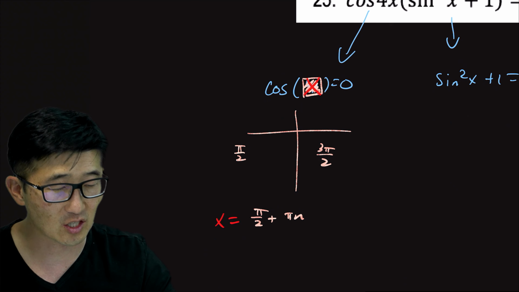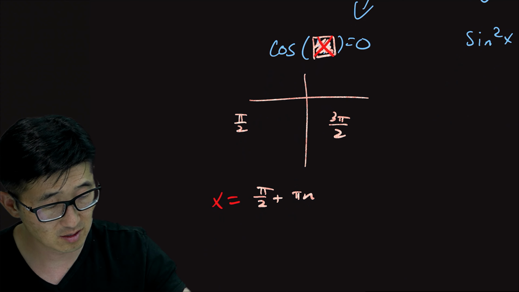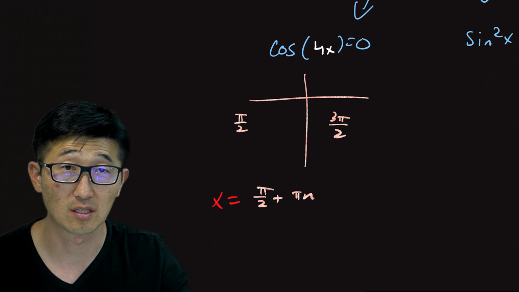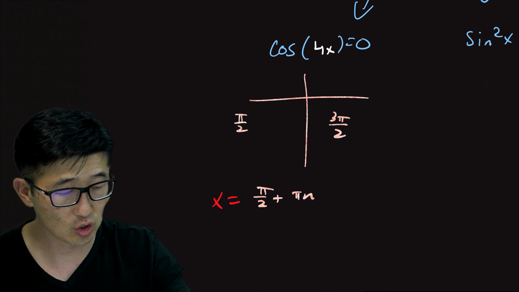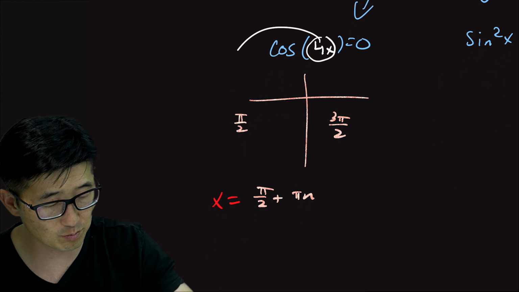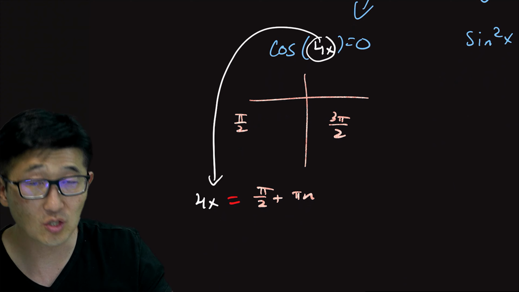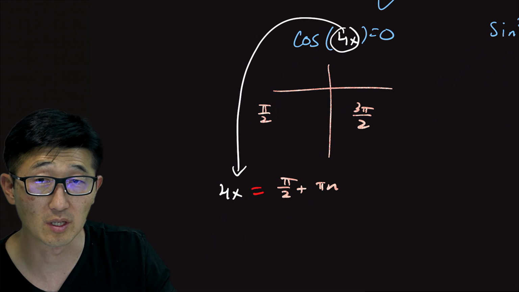But instead of x, what's sitting in there? Is it a substitution thing? A 4x, yeah, right? So what you do is you take the 4x and just put it right here. So 4x has to equal pi over 2 plus what?